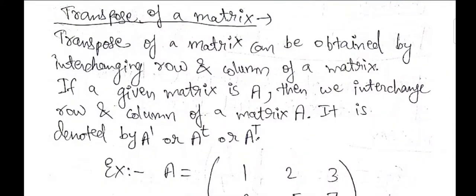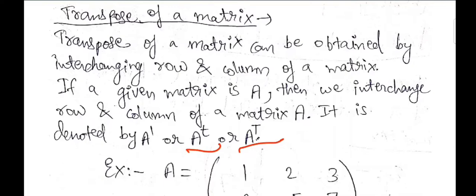So transpose of a matrix. What is the transpose of a matrix? The transpose of a matrix can be obtained by interchanging the rows and columns of the matrix. If a given matrix is A, then we interchange the rows and columns of the matrix A. It is denoted by A prime or A with a superscript small t or capital T. We can call it a suffix. All these are read as A transpose.